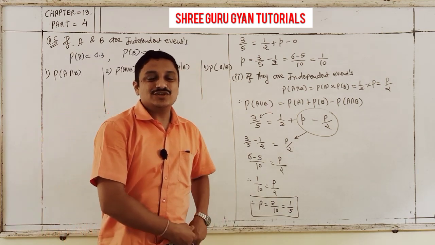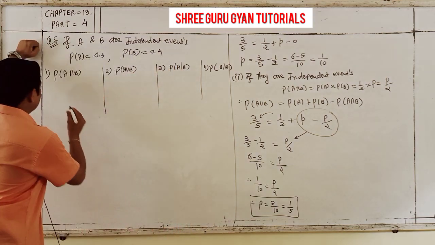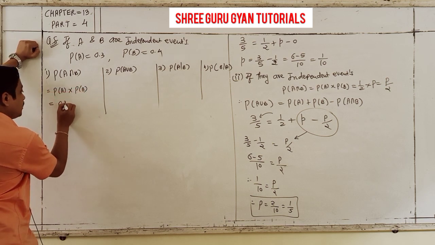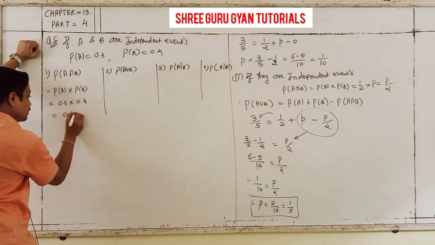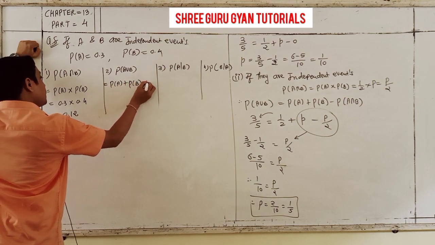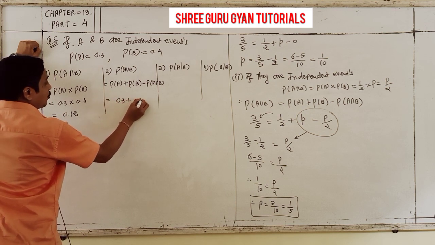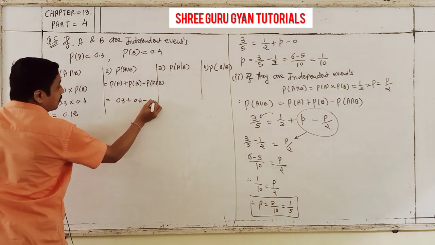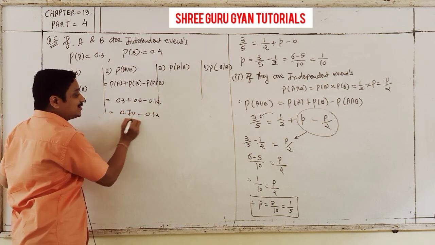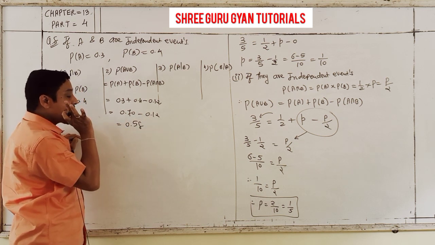Very easy, students. First of all, independent events means A intersection B is the product, and here my first rule: PA into PB should be 0.3 into 0.4, which is 0.12. Here, the same, PA plus PB minus P of A intersection B: PA is 0.3, PB is 0.4, and the intersection we found is 0.12. So it should be 0.3 plus 0.4, which is 0.7, means 70 minus 12, which is 58, so 0.58.